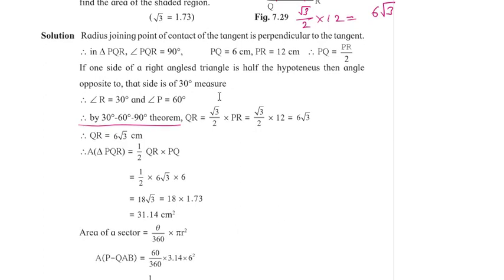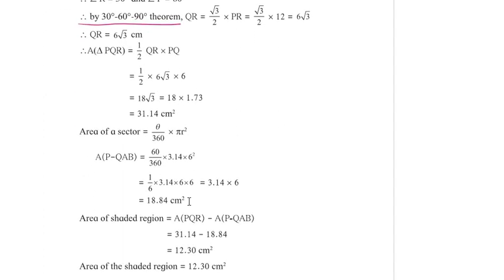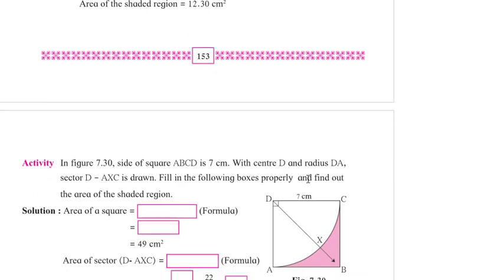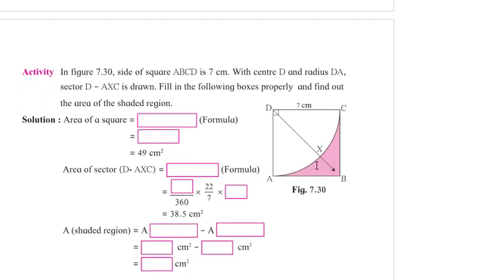Now the same thing they have done here. You can go through it and you can find area of the shaded region. Now here they have given one activity. Activity is again here you have to find this area of shaded region. So area of shaded region is nothing but area of this square minus area of this quarter circle.